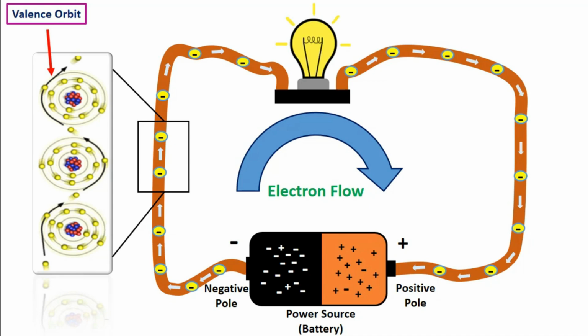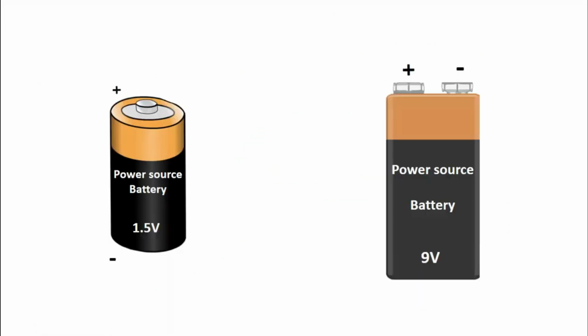The more the number of electrons in the negative pole, the higher the voltage value of this power source. For example, while the number of electrons in the 1.5 volt battery that we use in daily life is low, the number of electrons in the negative pole is higher in the 9 volt battery. In this way, larger currents with larger potential differences can be created.